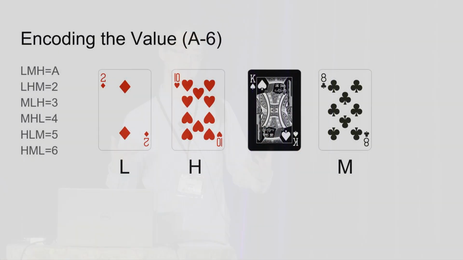Okay, so let's get to the values. For the values, we just ignore that high card, and we look at the 3 remaining cards. Now there are 6 possible combinations between low, medium, and high. In this case, I have low, high, medium, which corresponds to a 2. So in this case, we would be encoding the 2 of clubs.